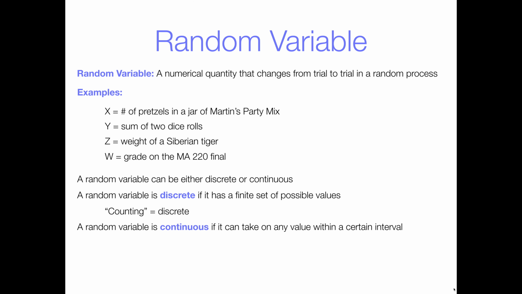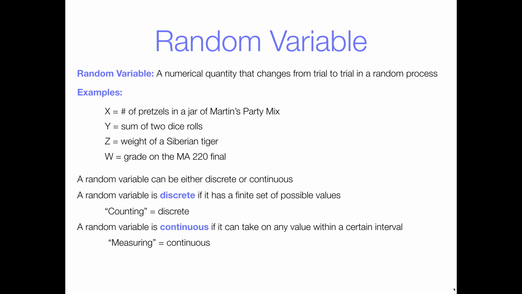On the other hand, a random variable is continuous if it can take on any value within a certain interval. So it doesn't have just a finite set of values like 1, 2, and 3. It can take on any number between 1 and 3 to any number of decimal places. So it's got a whole interval that it can be. This happens when you're measuring. So this isn't a rule, I don't want to make an absolute rule just in case, but typically these are good hints. If you're counting something, it's going to be discrete. If you're measuring something, it's going to be continuous.